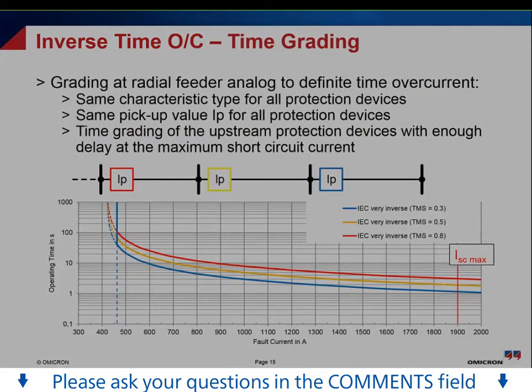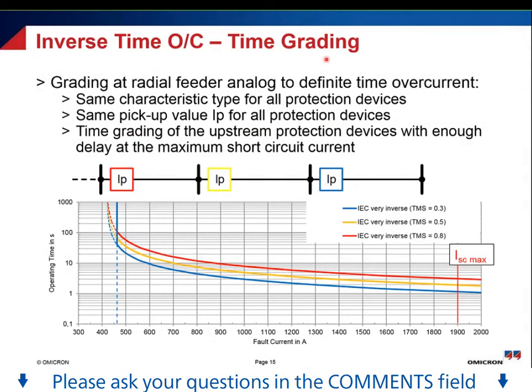Now, how do we do our time grading? Once again, we have an overcurrent protection, so a current pickup cannot be used for grading over our line, or over our complete radial feeder. That means we need to make sure that all of the protection relays in this feeder have the same characteristic and also the same pickup value. That makes sure that there is no overlapping. Here you can see the characteristic of these three different inverse characteristic relays.